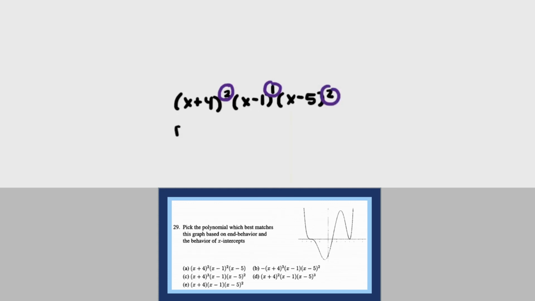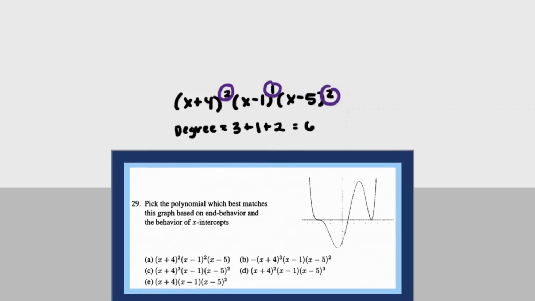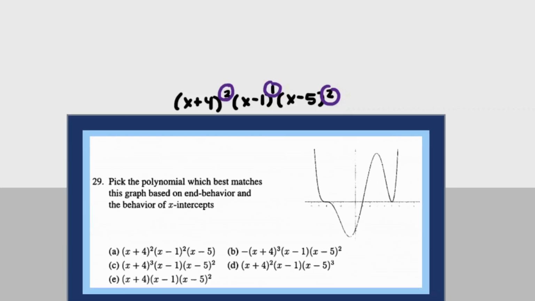remember our goal is to have a degree that's even. And 3 plus 1 plus 2: 3 plus 1 is 4, and 4 plus 2 is 6. So basically, this is the answer. This will be the best prediction of what type of function this graph is. And the answer choice that best matches ours is answer choice C. So answer choice C would be the answer to number 29.